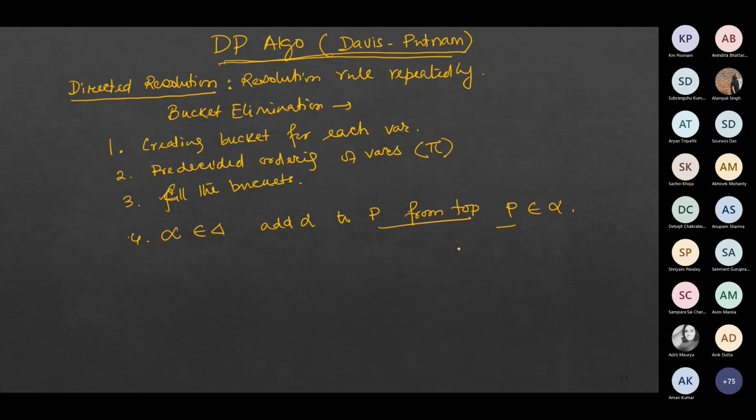This belongingness can be in any form. It might be either in positive form or it might be in negative form. In any way, this variable is appearing in alpha. If it is appearing in alpha, this alpha will be put in the bucket P, right? So that's how we'll be working. So let us take an example and try to see how this bucket elimination works. The example goes like this. This is the bucket elimination example.